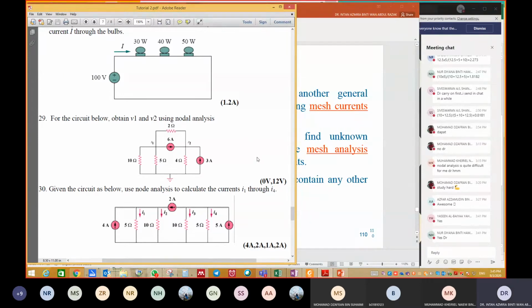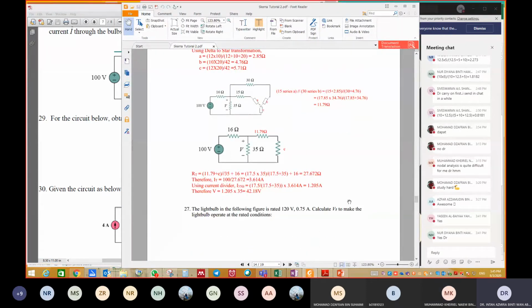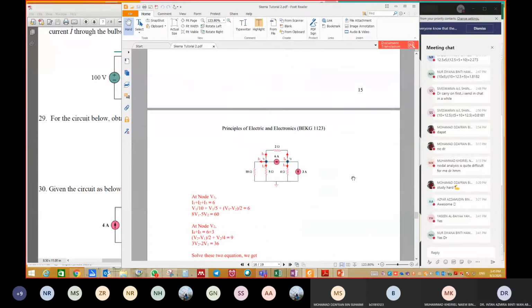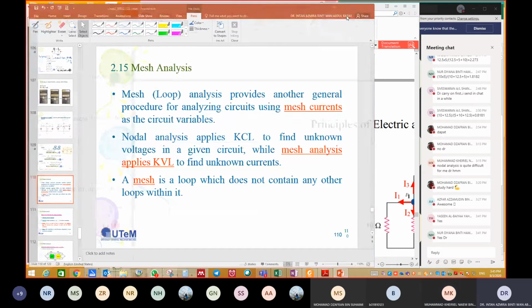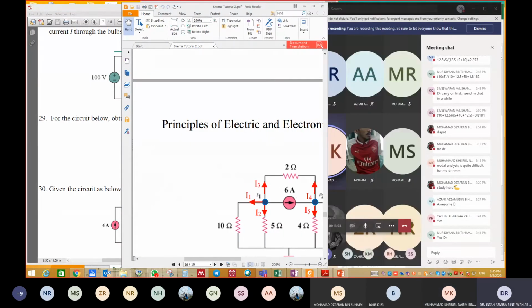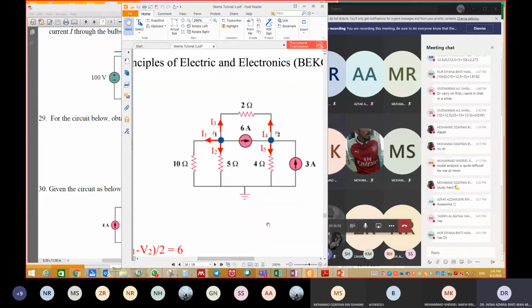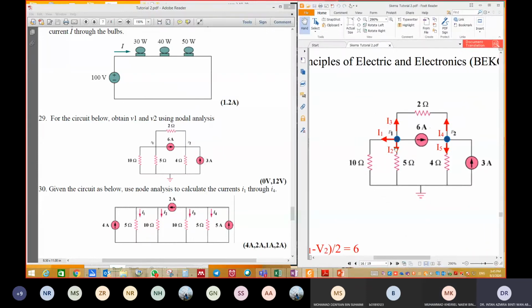So how to solve this? Let's look at the solution here. You may try yourself first. Okay, this is my flow of current. Up to you, you may decide your own direction of current. We only have V1 and V2 here.